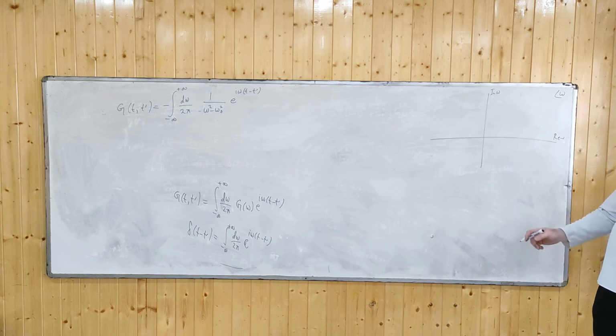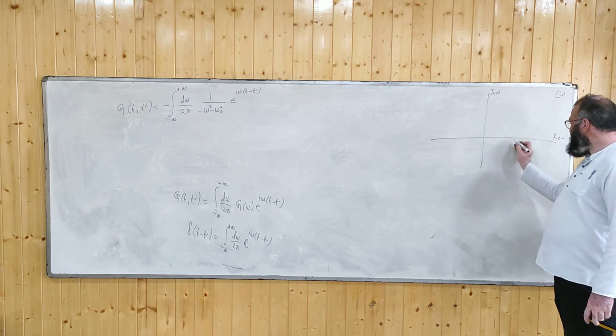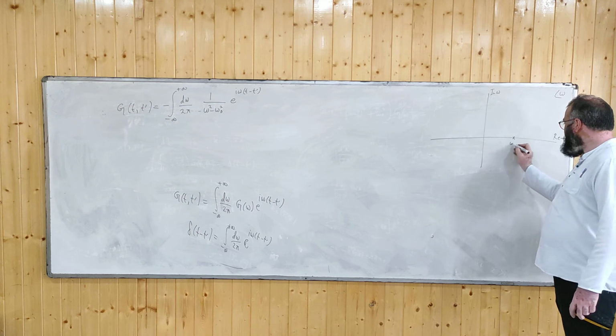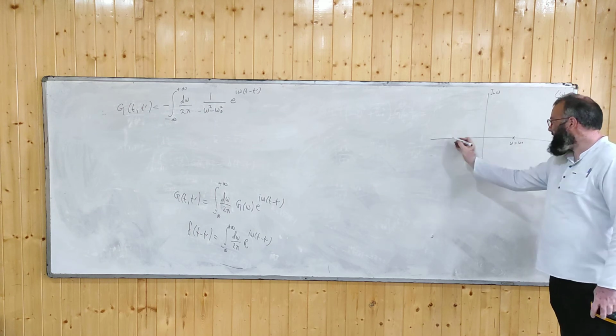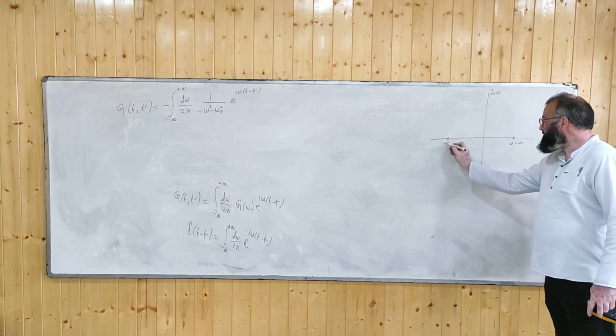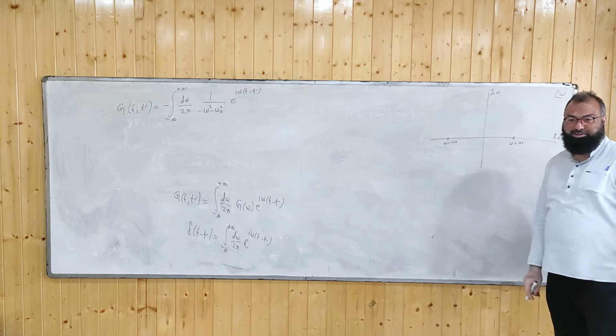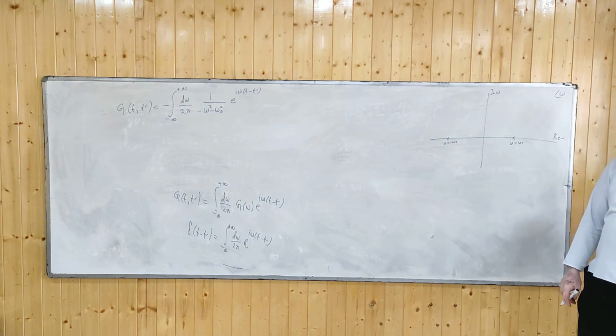Omega is a variable, so where are the frequencies? This is omega equal to omega naught, and then you have minus omega naught. So the frequencies are on the real axis. How to do the integration over the real axis?